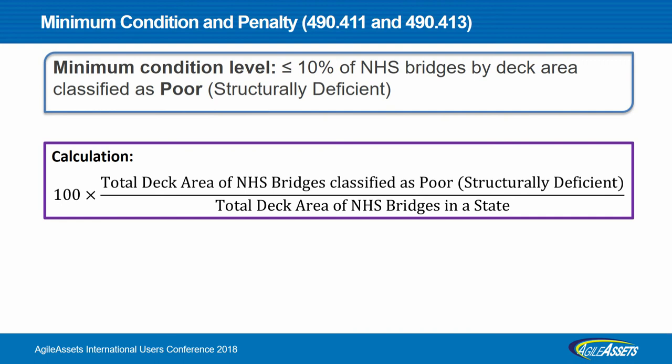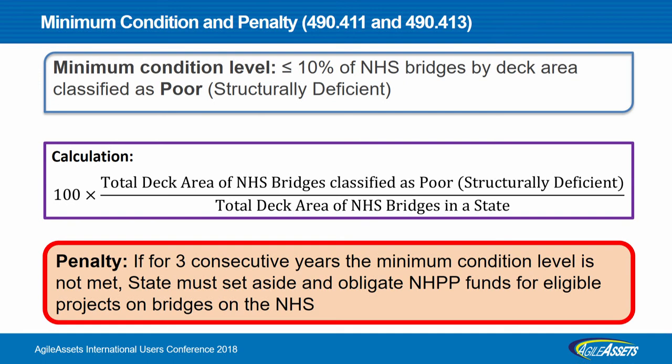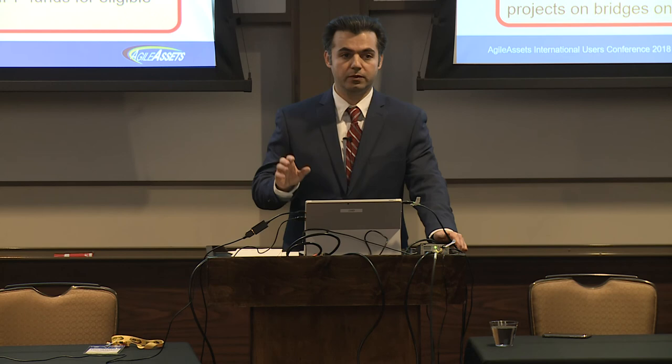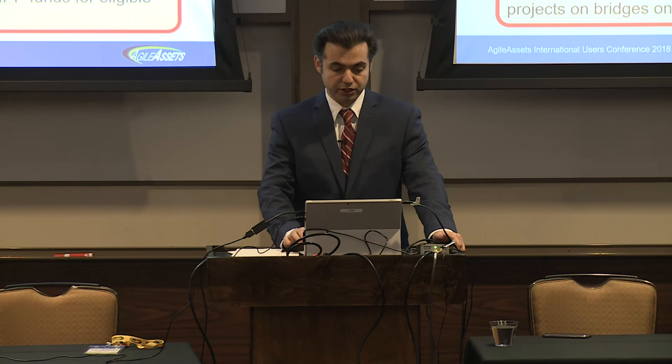The percentage of NHS bridges classified as poor cannot exceed 10%. So no matter what your target is, this is mandatory. And how it is calculated: the total deck area of NHS bridges classified as poor divided by the total deck area of NHS bridges in a state. If you cannot meet that for 3 consecutive years, then there will be some limitation on the use of NHPP funds. Those funds can go only to eligible NHS projects.